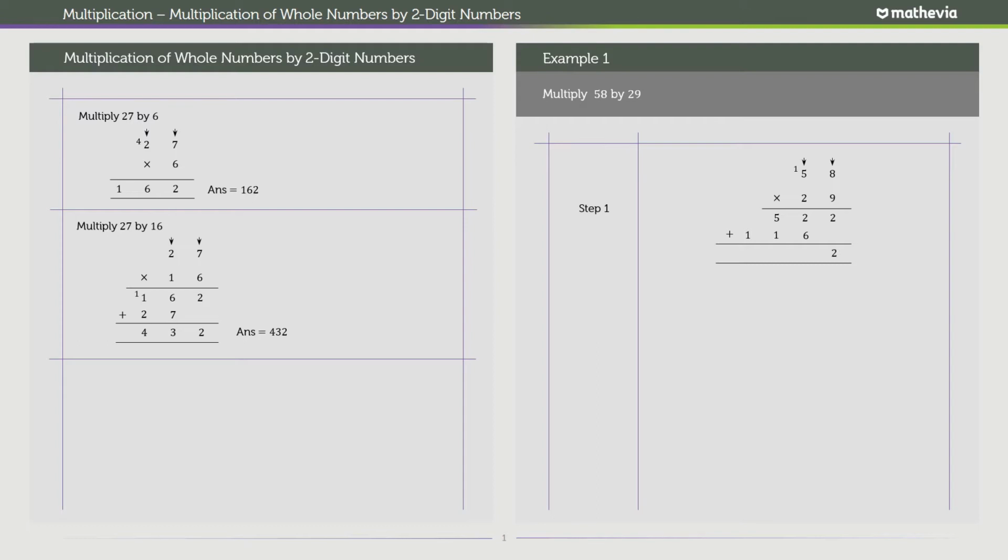Okay, and basically we can now go ahead and very simply add our results. So we have 2 plus nothing gives us 2, 2 plus 6 gives us 8, 5 plus 1 gives us 6, and we have just nothing plus 1 gives us 1. So we have our final answer as 1682.